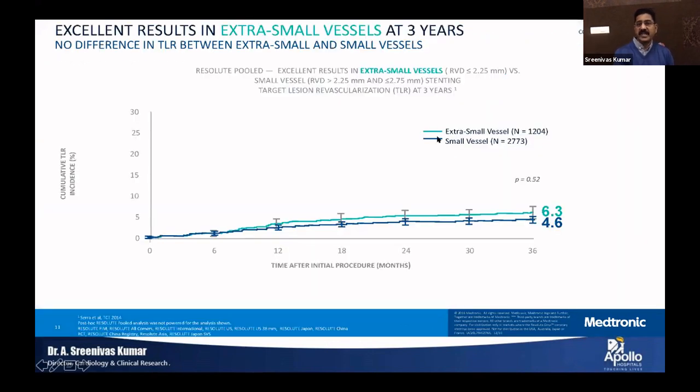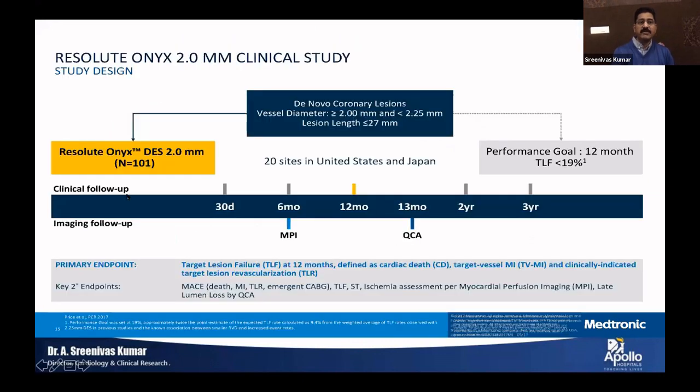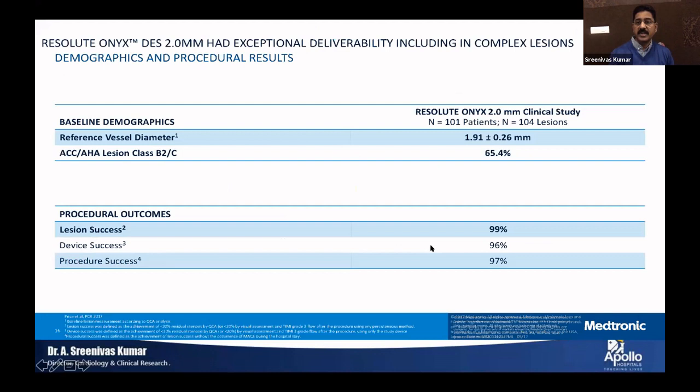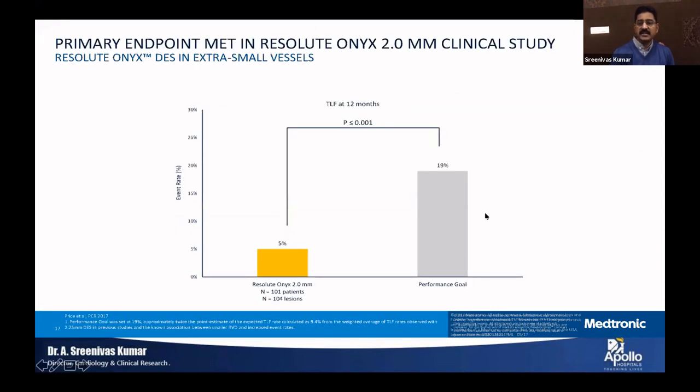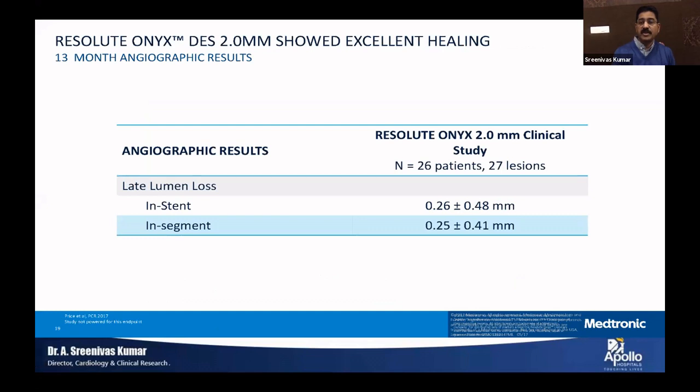Nowadays, when they compared extra small vessels versus small vessels, they actually did well. Thin struts also matter, I think, to decrease the restenosis rates. Both extra small vessels also behaved well, and especially even in diabetic subsets in this Resolute Onyx subgroup, they did all right. So the 2 mm clinical study was extended even in the US. That's how the recommendations came that you could treat even 2 mm vessels, provided it is an important area of supply. They did all right, reached the performance goal, and the TLF, TLRs and follow-up, and especially thrombosis rates were not much different, and late lumen loss was also not there.